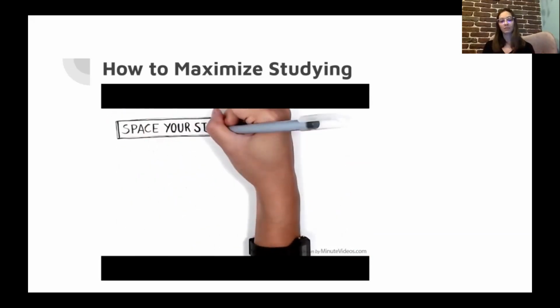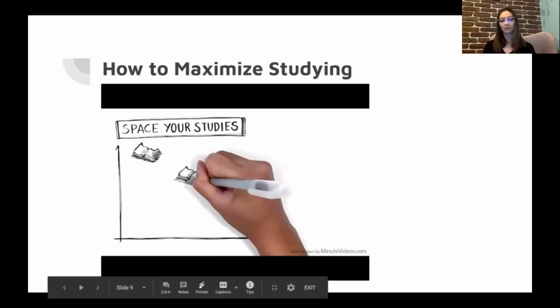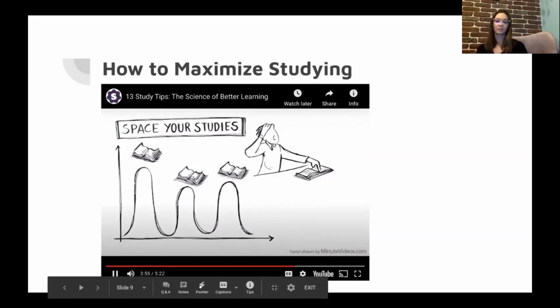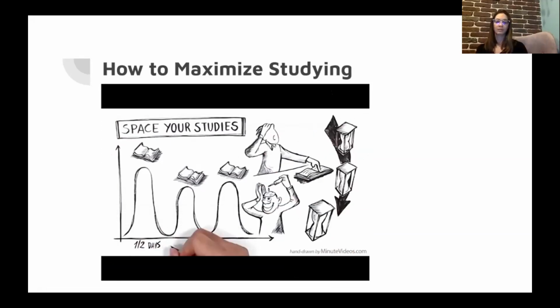Space your studies. In order to remember things for a longer time, repeat the material in spaced intervals. Facts or vocabularies, for example, are best learned if you review them the first time 1 to 2 days after the initial study, and then again after 1 week and after 1 month.